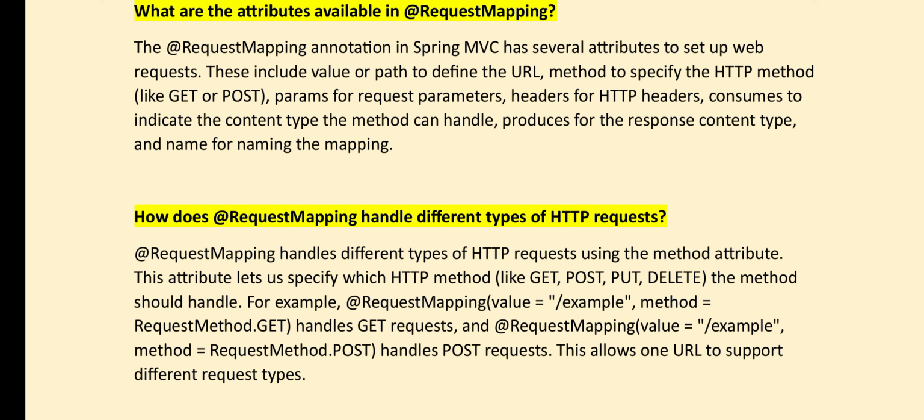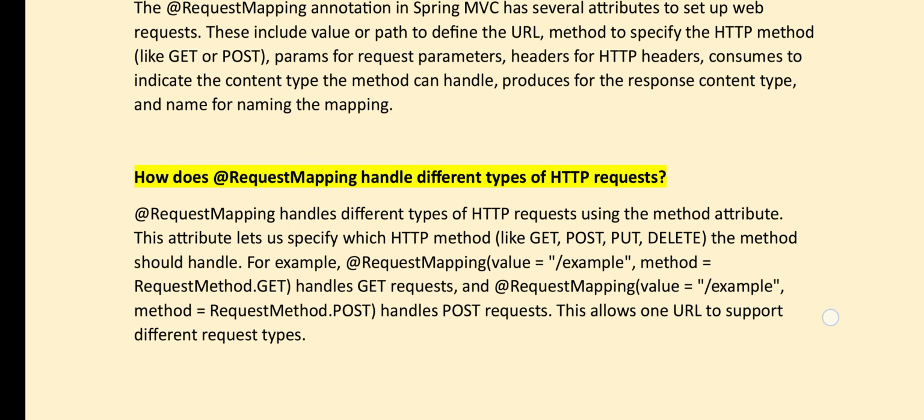How does @RequestMapping handle different types of HTTP requests? @RequestMapping handles different types of HTTP requests using the method attribute. This attribute lets us specify which HTTP method like GET, POST, PUT, DELETE the method should handle. For example, @RequestMapping(value = "/example", method = RequestMethod.GET) handles GET requests, and @RequestMapping(value = "/example", method = RequestMethod.POST) handles POST requests. This allows one URL to support different requests.